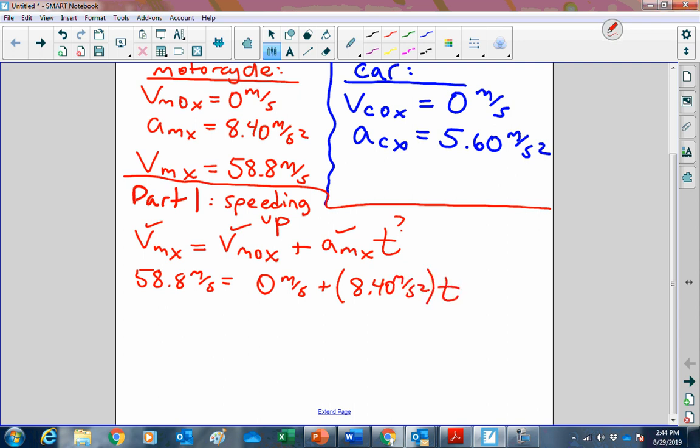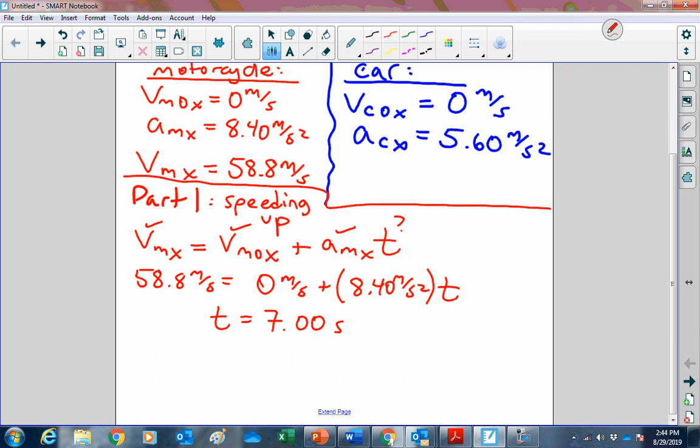And if you got your calculator out, you can check my work here. When I do that though, divide both sides by 8.4. And I solve, and that comes out really nice and even. You can tell this is a book problem. So I get 7 seconds.